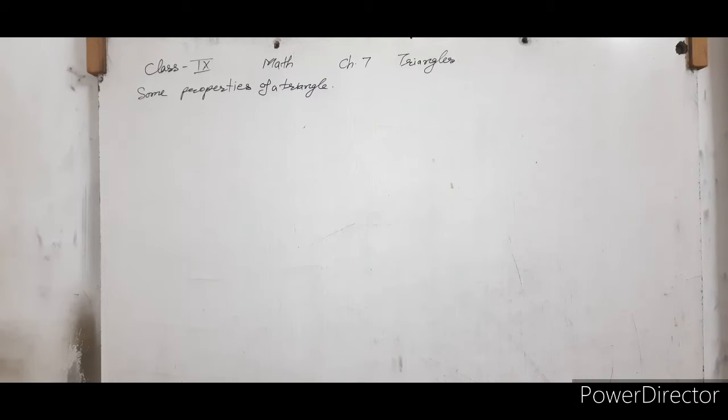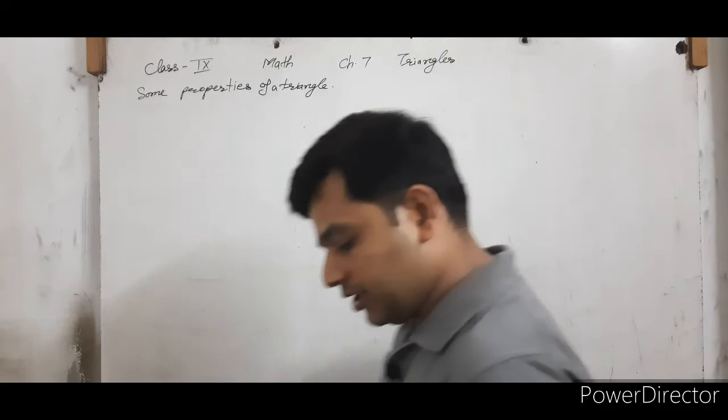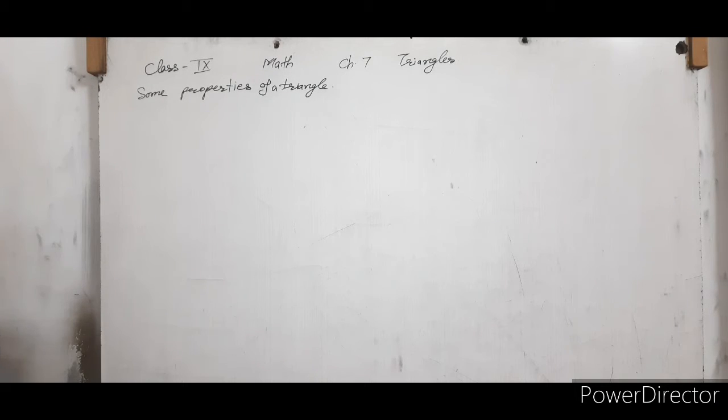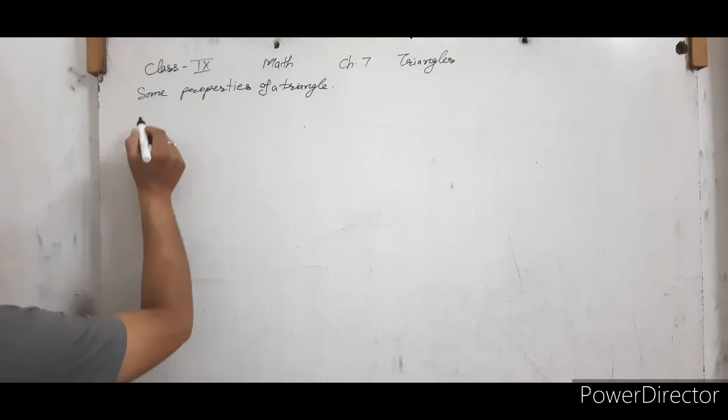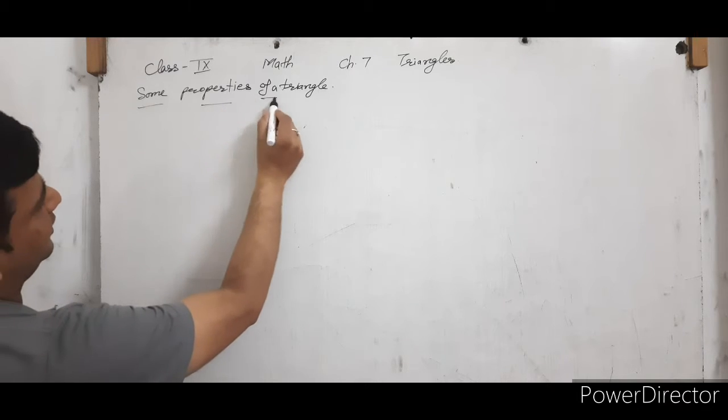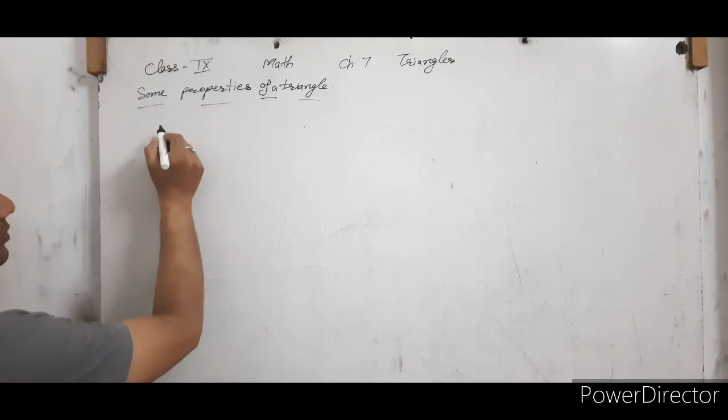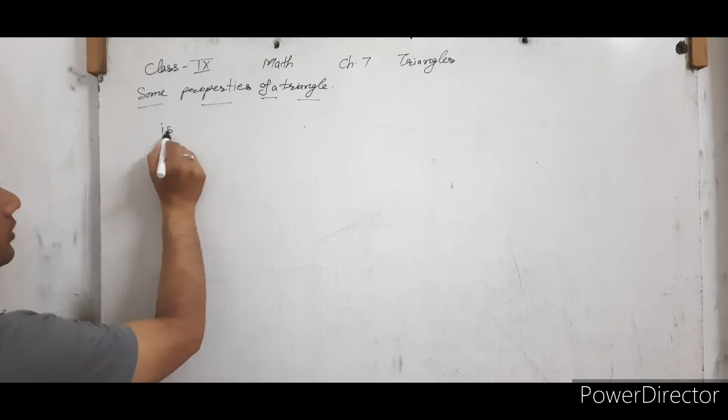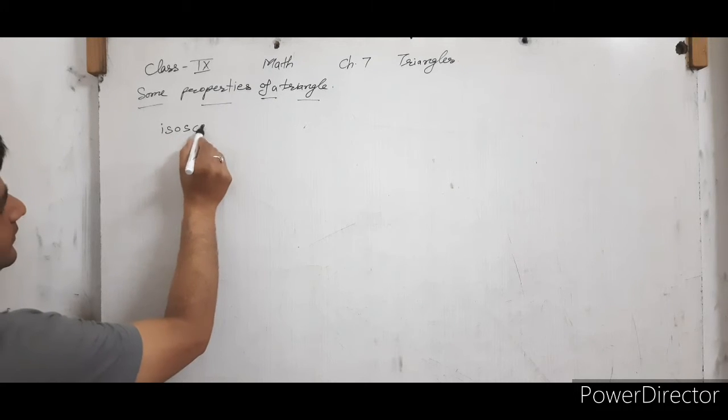Hello students, in the previous class we studied triangles, congruency of triangles, the congruent parts of triangles, and two properties related to SAS and ASA, the angle-side-angle properties of congruency of two triangles. Today we will go for some properties of a triangle, especially the isosceles triangle.